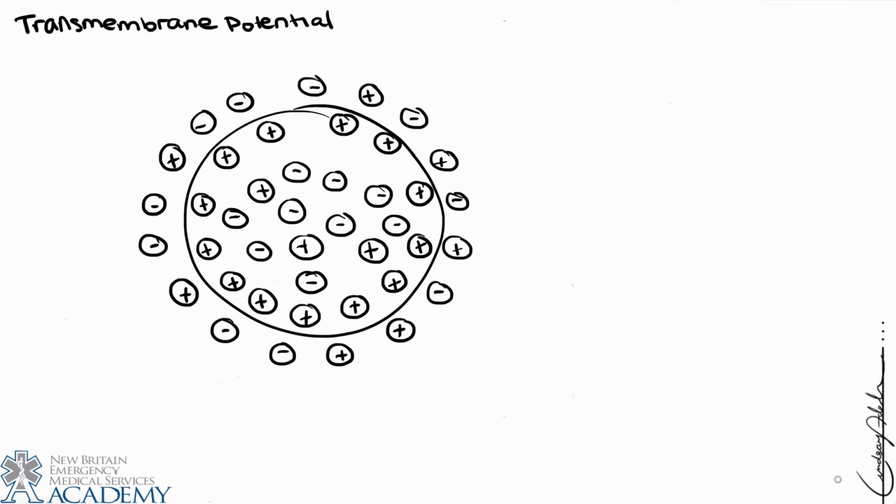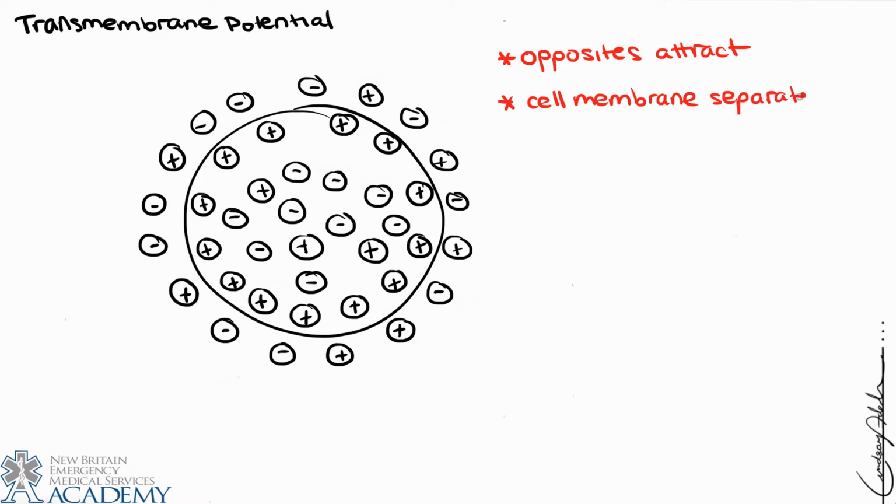So we know about charge that opposites attract. Positive charges attract negative charges, and negative charges attract positive charges. So when we consider the arrangement of ions inside of the cell and outside of the cell, we could say that the cell membrane separates the charge. The cell membrane is a barrier to the positive and negative charges coming near each other from the inside of the cell to the outside of the cell.